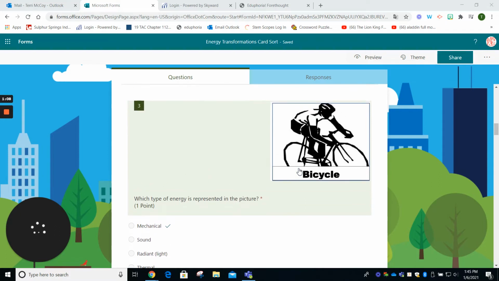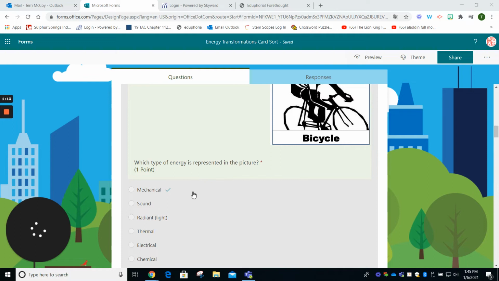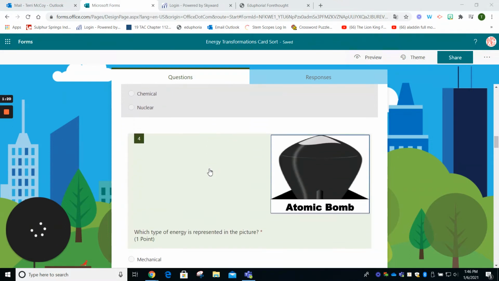Here we have a man on a bicycle. What type of energy is represented in this picture? We have mechanical energy in this picture because if he's on a bicycle, we can tell he's moving. He's not standing still. That's mechanical energy.